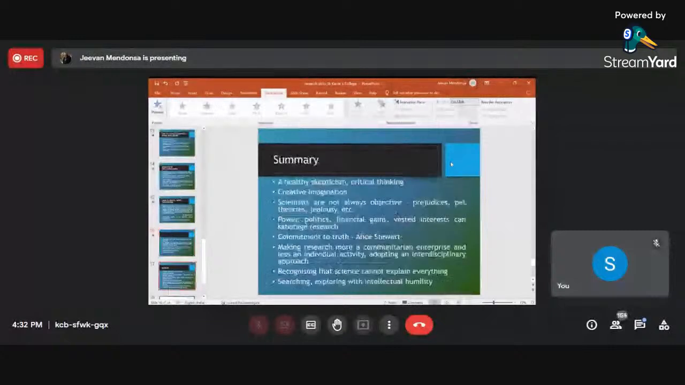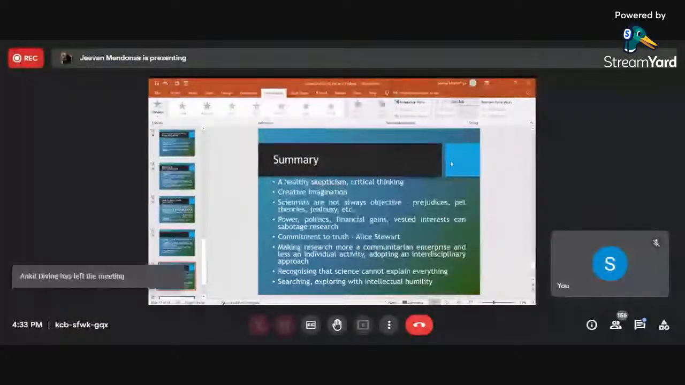So to summarize what I have spoken about: having a healthy skepticism, developing a critical thinking, a thinking which questions also orthodox and conventional scientific beliefs, having a creative imagination, also realizing that scientists are not always objective. Scientists are not robots, scientists are human beings, and therefore they are not free from prejudices. They can have their pet theories, they can have jealousy, politics, financial gains, vested interest. All this can sabotage research, and that is also important to be aware of.